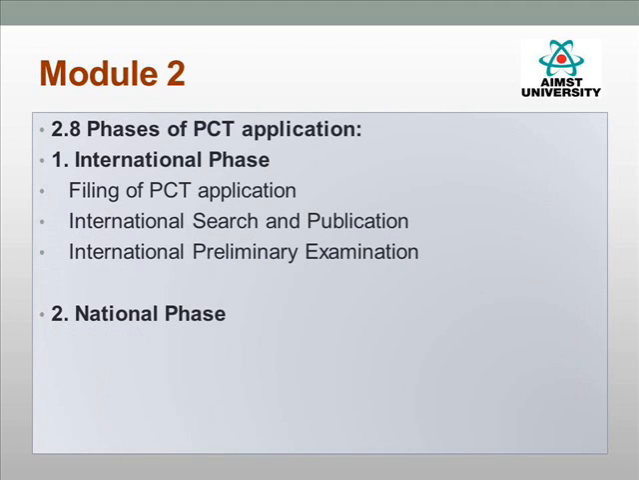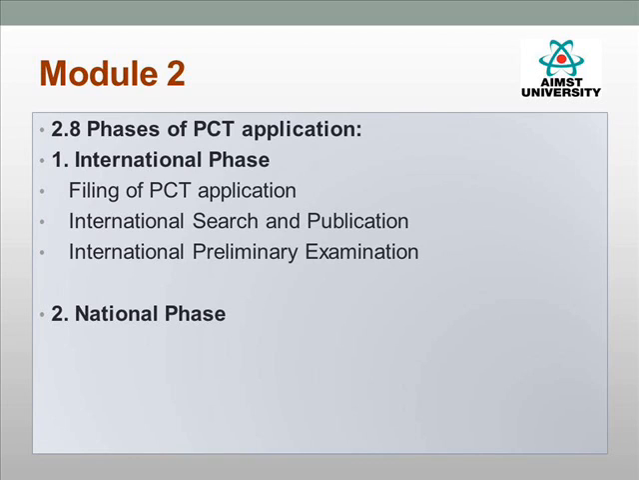Phases of PCT application. The PCT application procedure, basically, is divided into two phases: international phase and national phase. International phase. The international phase, governed by the PCT and its regulations, starts at the filing of the PCT application and ends when the application enters into each of the countries of interest where protection is sought. There are 3 stages in the international phase, which are as follows: filing of PCT application.